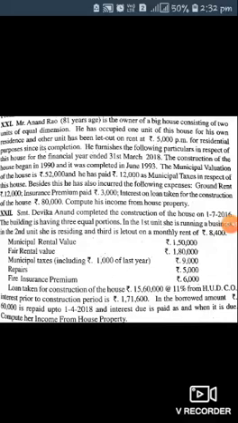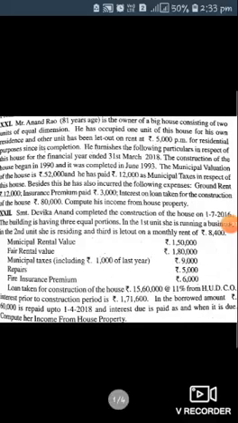The construction of the house began in 1990 and it was completed in June 1993. The municipal valuation of the house is 52,000 and he paid 12,000 municipal taxes in respect of this house. Besides, he has also incurred the following expenses: ground rent 12,000, insurance premium paid 3,000, and interest on loan taken for the construction of the house is 80,000. We are asked to compute his income from house property.